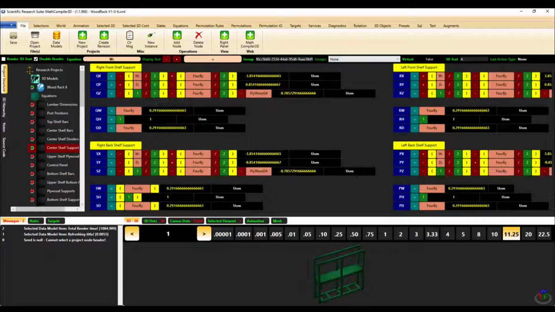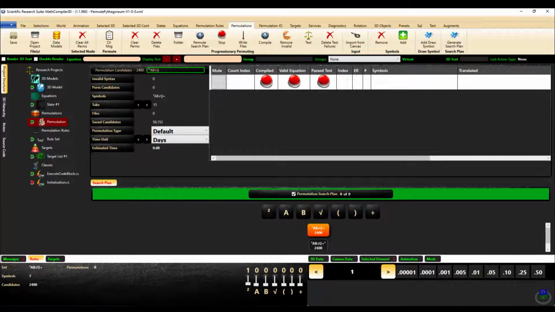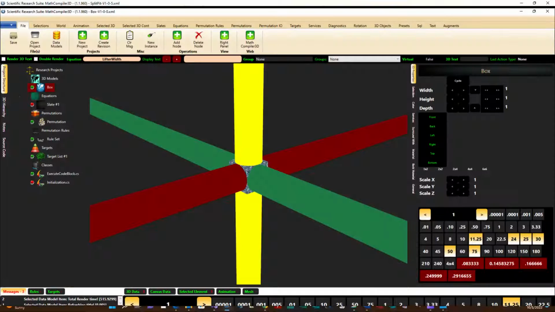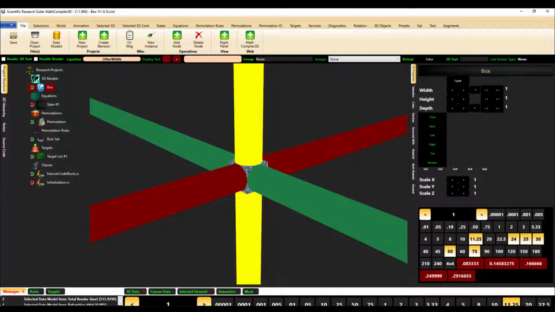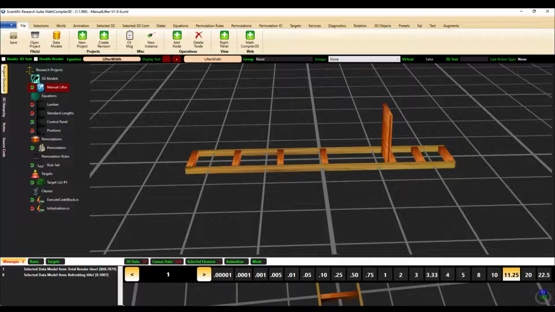Math Compiler 3D also supports permutations for formula research and development. In addition, you can create animations in 3D to simulate a workflow. Conceptual Design helps you put together your concept in 3D so it can be shared with others before applying math to it and moving to the engineering phase.